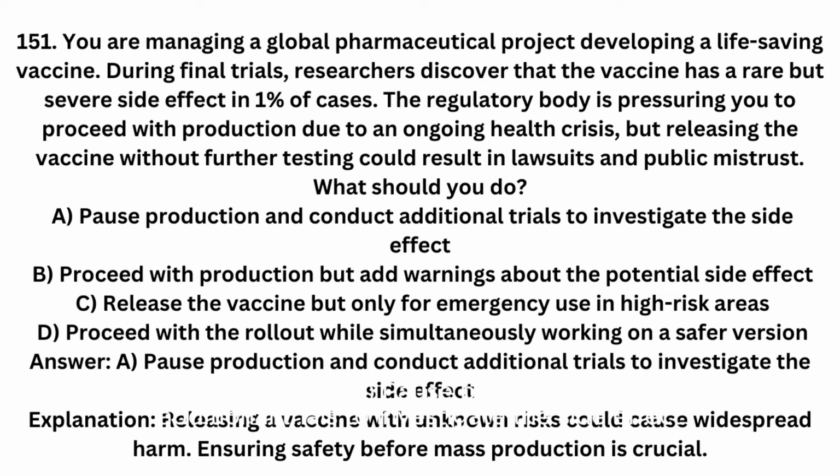A. Pause production and conduct additional trials to investigate the side effect. B. Proceed with production, but add warnings about the potential side effect. C. Release the vaccine, but only for emergency use in high-risk areas. D. Proceed with the rollout while simultaneously working on a safer version.